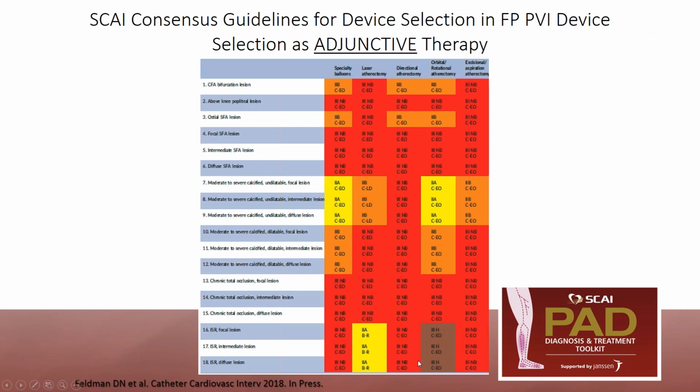Of note, it is a class 3 harm recommendation to use any orbital or rotational atherectomy device for in-stent restenosis. All these devices do is basically send a bunch of rubbery debris downstream. This is absolutely not recommended at all.